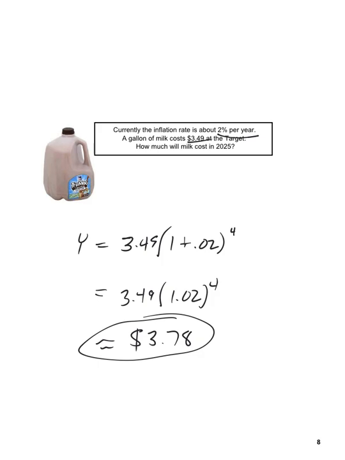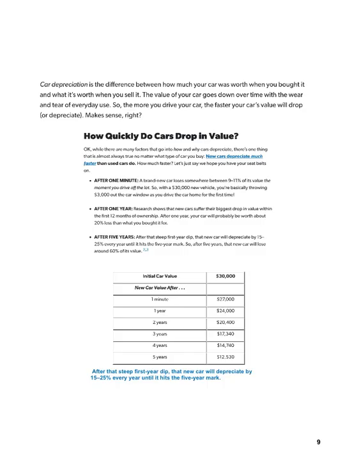And of course, aside from inflation, there's a lot of other things that can influence the price of milk in terms of supply and demand. But if you're looking at just this inflation.